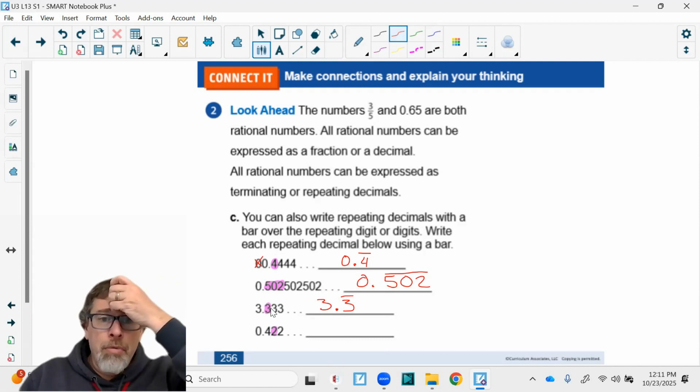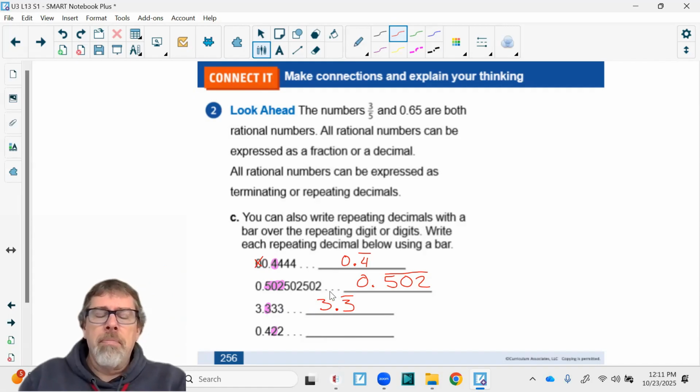Okay, we don't want to say 3.3 repeating, because then it'd be 3.3.3.3, and there's no number with 2 decimal places. And on the last one, well, this is not clear enough. This is showing 4s repeating, and then they go dot, dot, dot. This is showing 502s repeating, and then they go dot, dot, dot. And this is showing 3s repeating, and then they go dot, dot, dot, or the ellipses, okay?